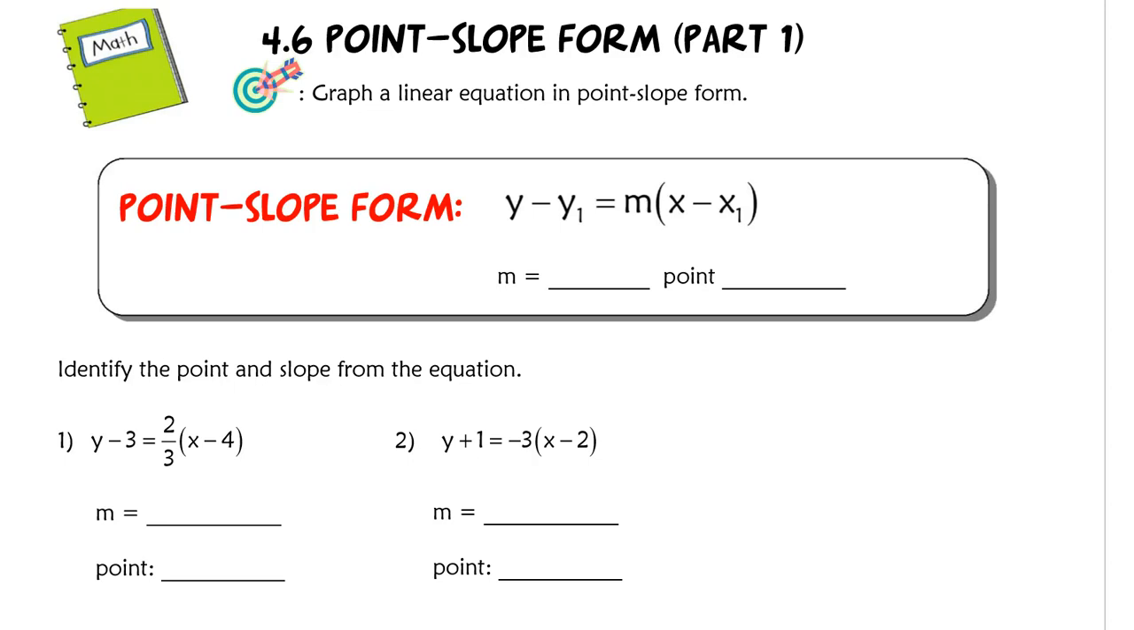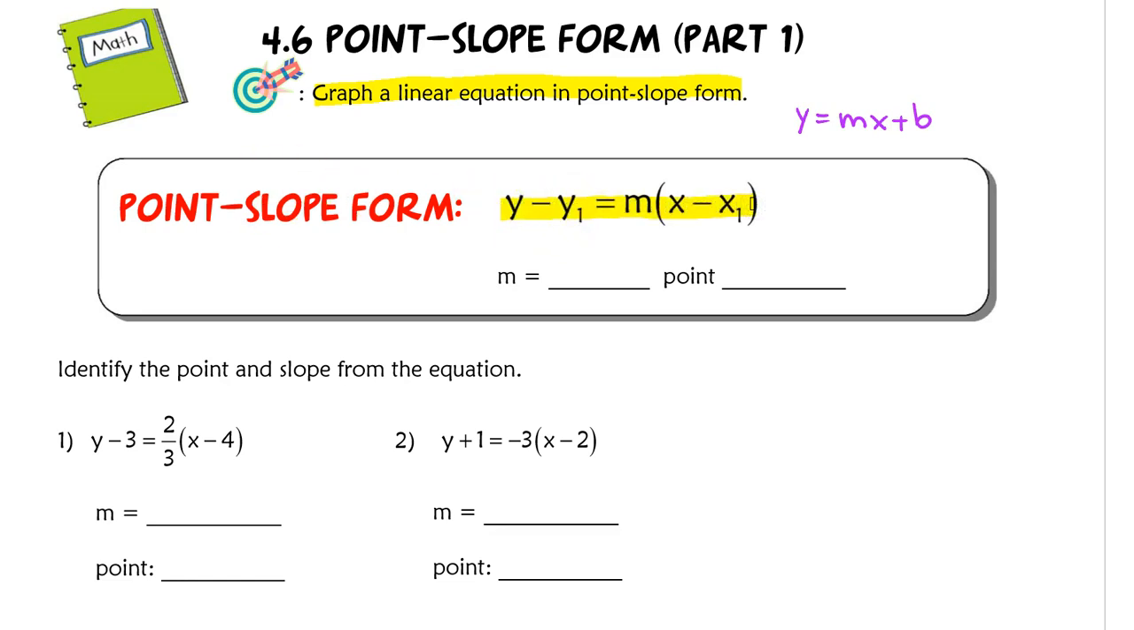This lesson is part 1 of section 4.6, point slope form. So today our objective is to be able to graph a line using the equation in point slope form. Up until this point, what we've been doing is graphing equations in slope-intercept form, y equals mx plus b. Instead of seeing this form, we actually have something called point slope form. It's just a new way of writing a line, and here's the equation.